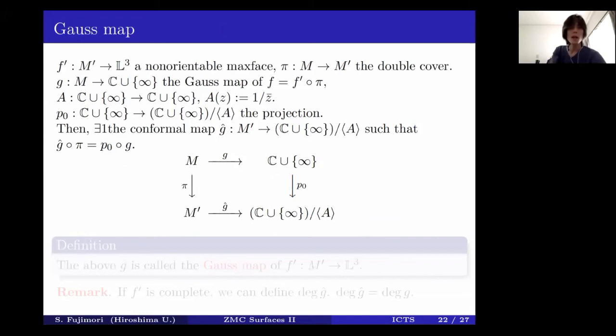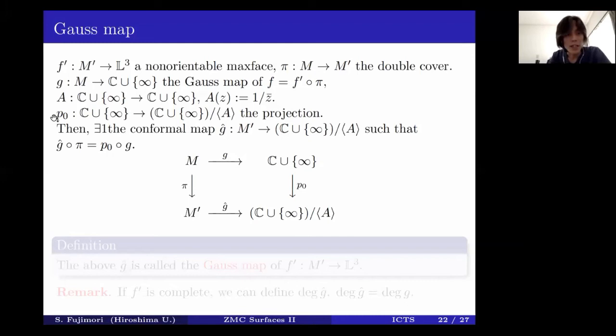And now we consider the Gauss map of the non-orientable maxface. Let F prime be a non-orientable maxface, and pi the double cover. And let G be the Gauss map of F, this orientable double cover. And we define A, which is a map from CP1 into CP1, so that this. Okay, so again, the unit circle is invariant under this A.